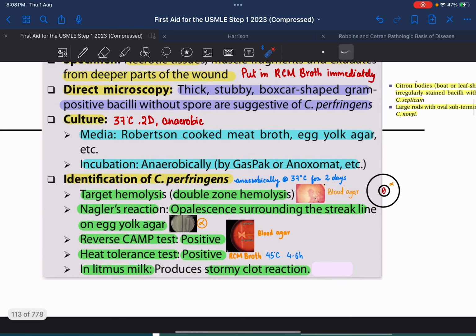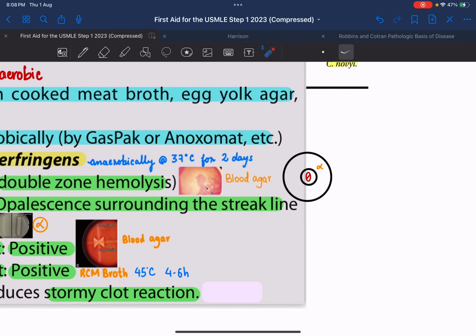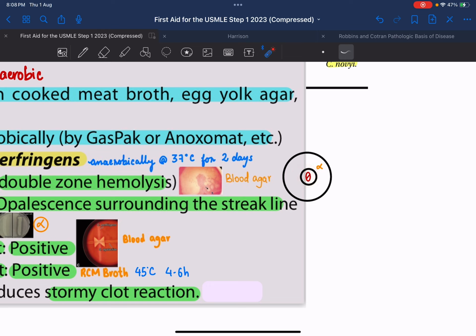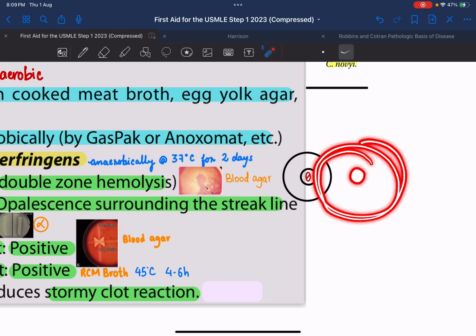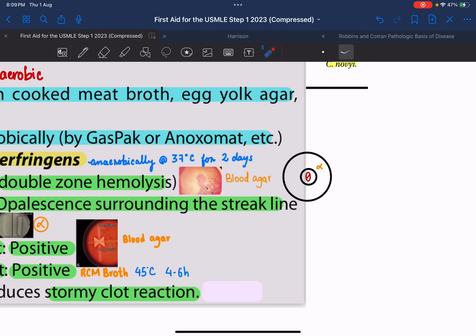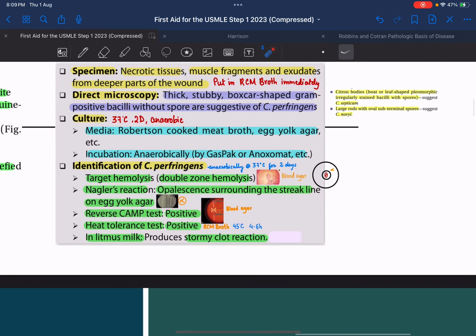Now, after we culture it, we can also identify it further. How? In blood agar, basically this will show double zone hemolysis. Why double zone hemolysis? Because the theta toxin causes more intense hemolysis, and that causes the central, more hemolytic zone, and the peripheral zone is basically caused by the alpha toxin, which is comparatively a weaker hemolytic toxin. So basically there will be a double zone hemolysis.